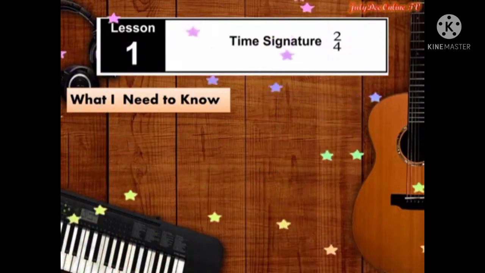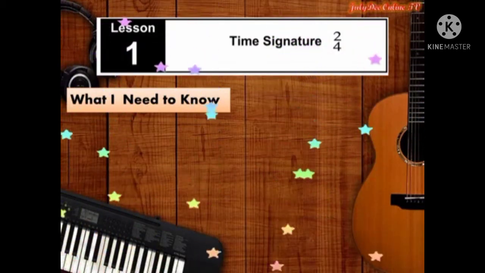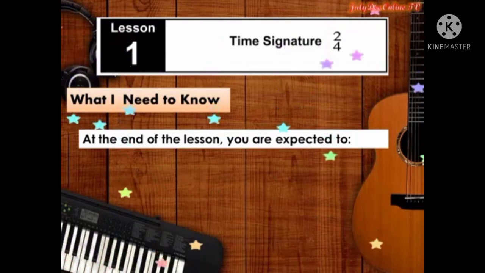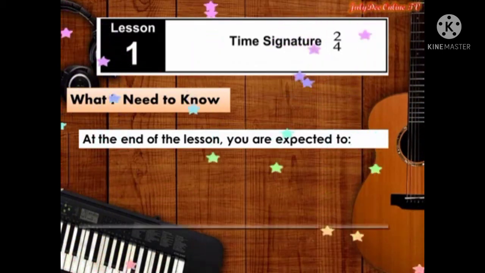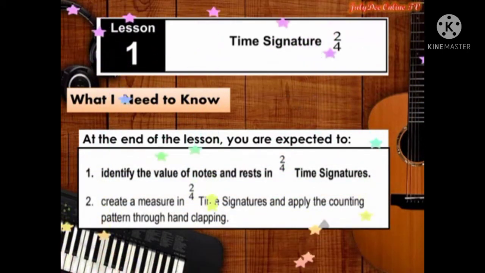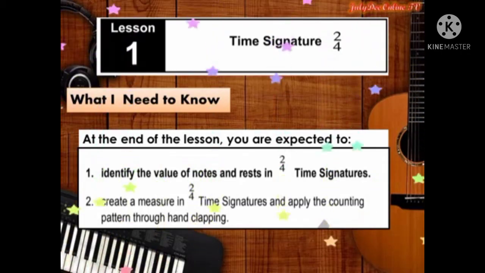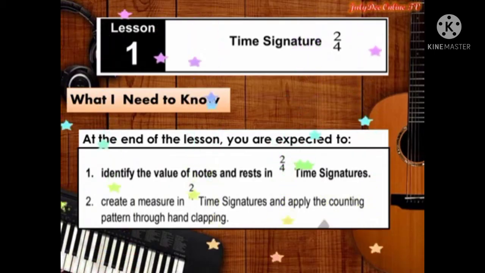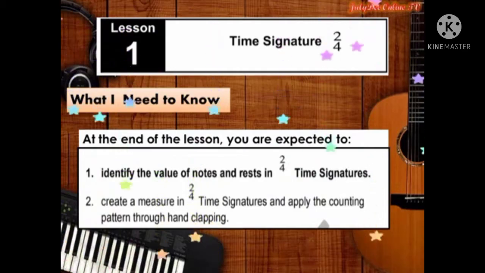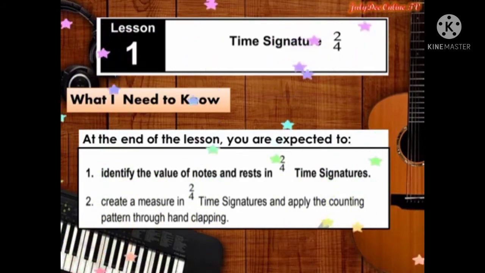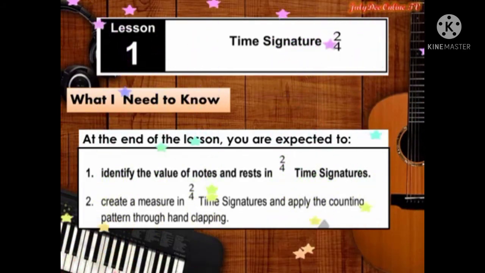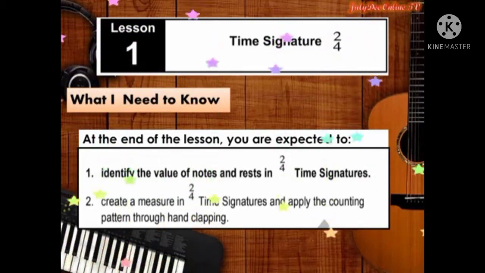Lesson 1. Time signature 2-4. What I need to know. At the end of the lesson, you are expected to: number 1, identify the value of notes and rest in 2-4 time signature; number 2, create a measure in 2-4 time signature and apply the counting pattern through hand clapping. Are you ready?